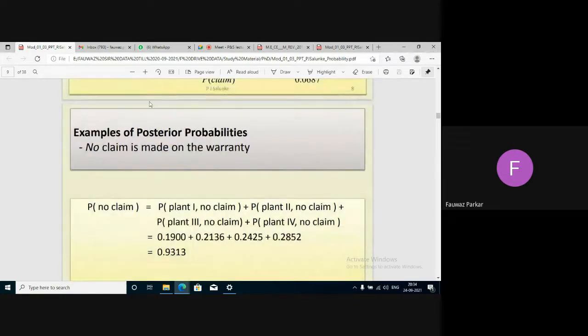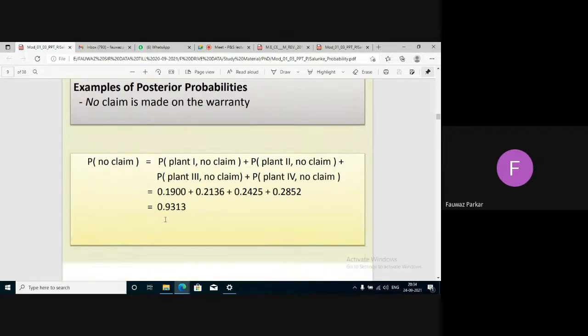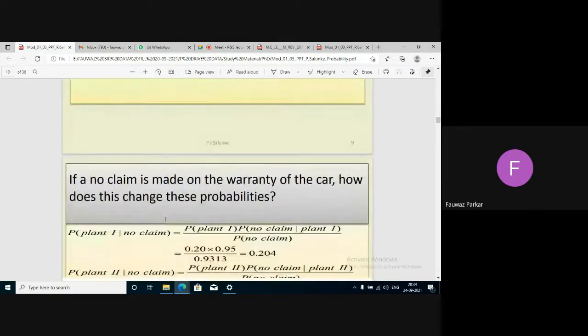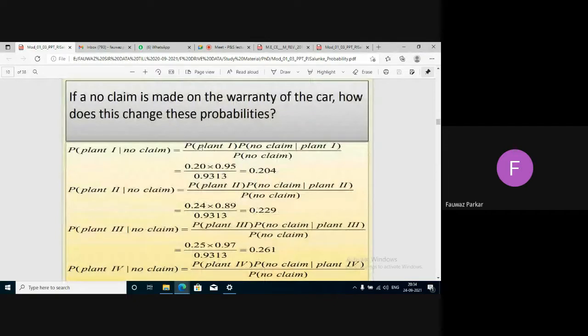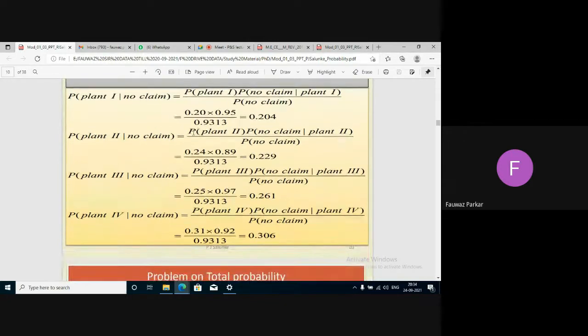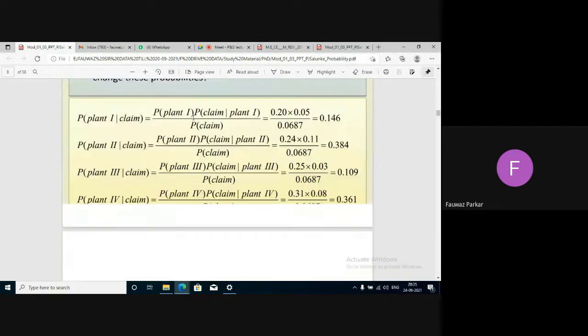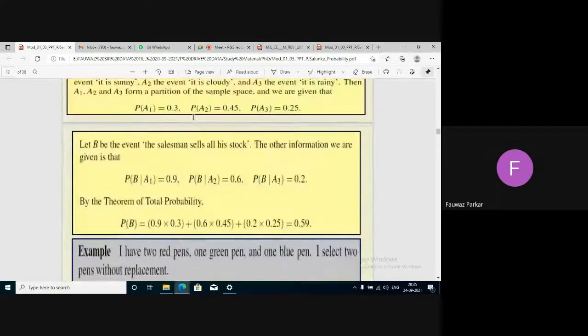So second case is no claim. No claim is simply 1 minus the total claim, so simply you can get this 0.9313. So second case में no claim is made, so what is the probability that no claim, so again plant 1 से no claim हो, plant 2 से no claim हो, so all this you can find out based on the no claim का अपने जो probabilities find out किए, fine.